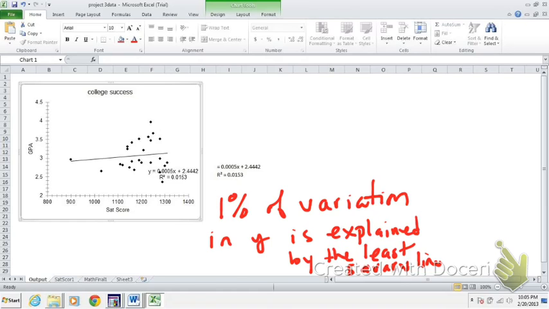So what does that mean? Well, conversely, if 1% of the variability in y is explained by the least squares regression line, then 99% of the variation in y is explained by some other variable. And that's why there's such a weak relationship. You would not want to use this trend line to make any predictions or extrapolations or anything like that. Okay?